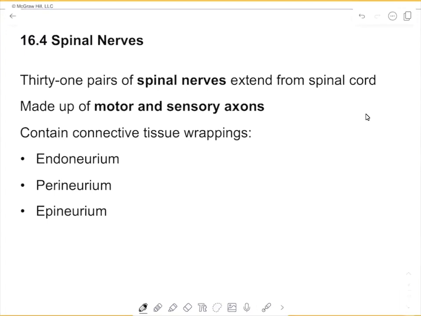Spinal nerves, there's 31 pairs, as you already know, that extend from the spinal cord. They make up motor and sensory axons. So just a reminder, that means that they are mixed. And they have those connective tissue wrappings, which you've already learned about. The endoneurium, perineurium, which surrounds a fascicle, and the epineurium, which surrounds an entire nerve. The endoneurium would be surrounding an axon.